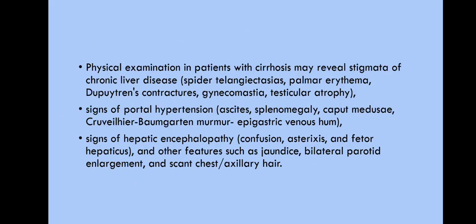Then physical examination in patients with liver cirrhosis may reveal stigmata of chronic liver disease, which is spider telangiectasia, palmar erythema, Dupuytren contracture, gynecomastia, testicular atrophy. Then signs of portal hypertension, which are ascites, splenomegaly, caput medusa, Cruveilhier-Baumgarten murmur, epigastric venous hum. Then signs of hepatic encephalopathy, which are confusion, asterixis, and fetor hepaticus, and other features such as jaundice, bilateral parotid enlargement, and scant chest and axillary hair.